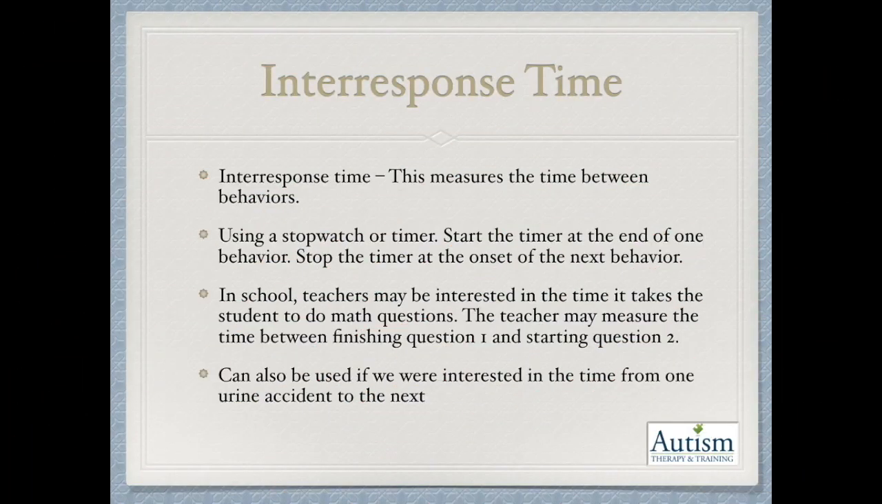Interresponse time is the measure between behaviors. Using a stopwatch or timer, you would start the timer at the end of one behavior and stop the timer at the onset of the next behavior. In schools, teachers may be interested in the time it takes the student to do math questions. The teacher may measure the time between finishing one question and the next question.